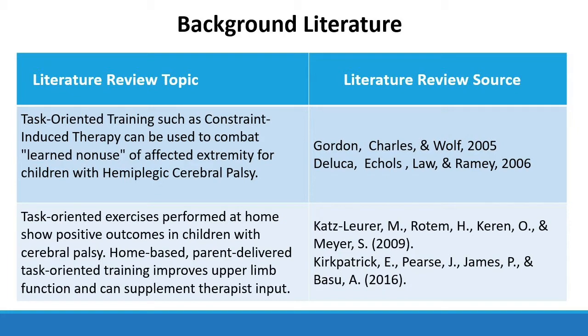Based on previous studies, there is evidence that task-oriented training, such as constraint-induced movement therapy, can be used to combat learned non-use of the affected extremity for children with hemiplegic cerebral palsy. Constraint-induced therapy originated from the observation that unilaterally deafferented monkeys that normally do not make use of the deafferented limb can be induced to do so by restricted movement of the intact limb, and they will continue to use the limb even when the movement restriction ceases. This procedure was first used in human patients with hemiparetic stroke. Based on findings from previously done studies, constraint-induced movement therapy can be effective in treating children with hemiparetic cerebral palsy.